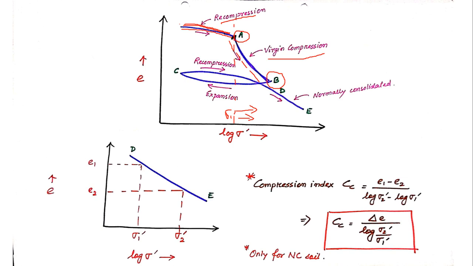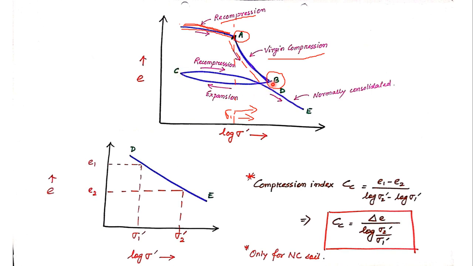So after reaching point B, what I decide is to release the load. Now as soon as I release the load, the soil does not bounce back to the original position. Okay, this is because soil is not a fully elastic material, it is an elastoplastic material. So instead of going back to its original position, or to position say A or somewhere over here, it goes back to a position say C.